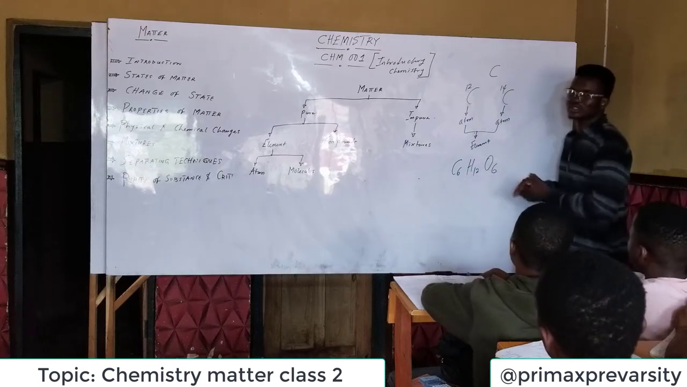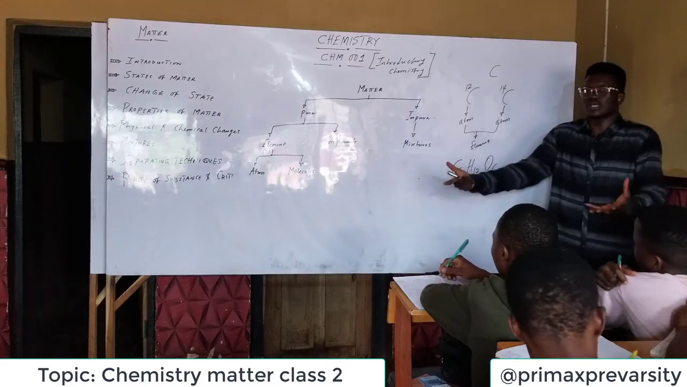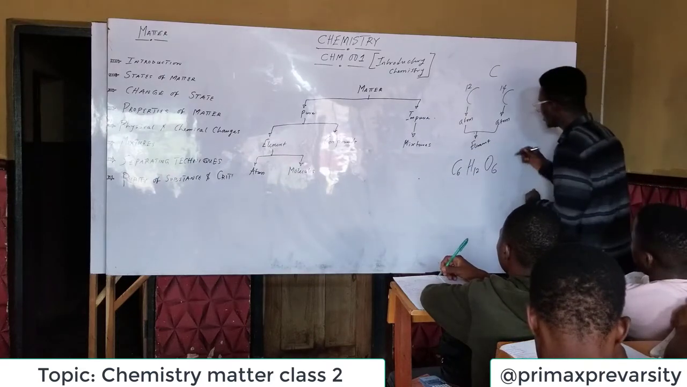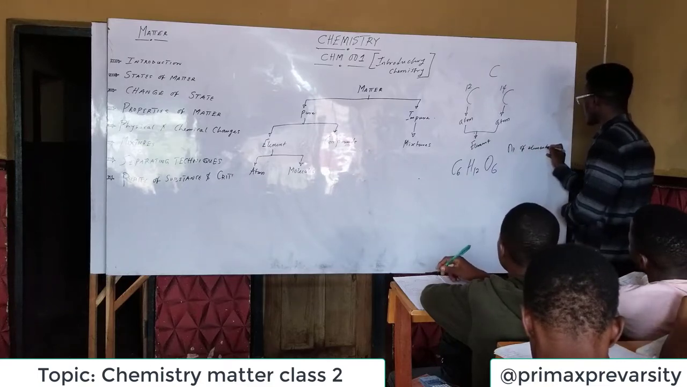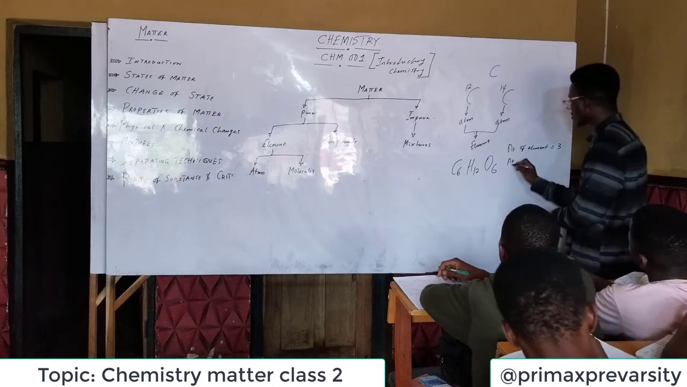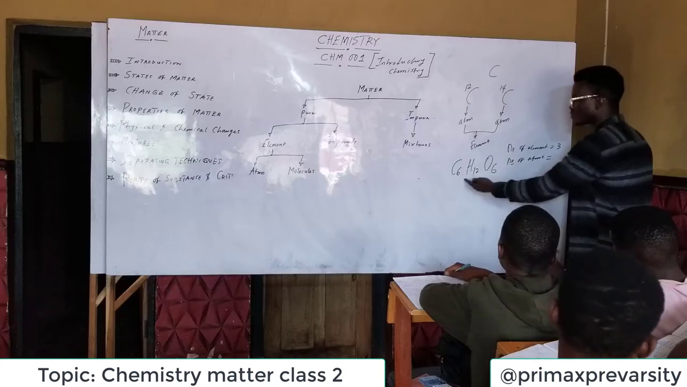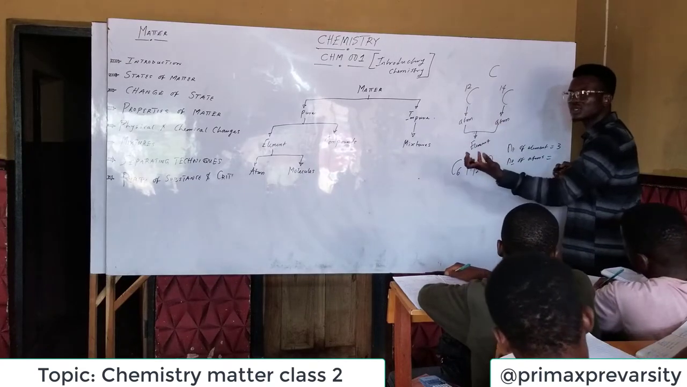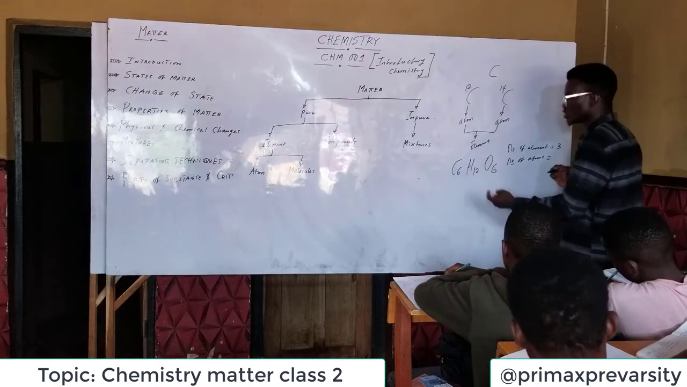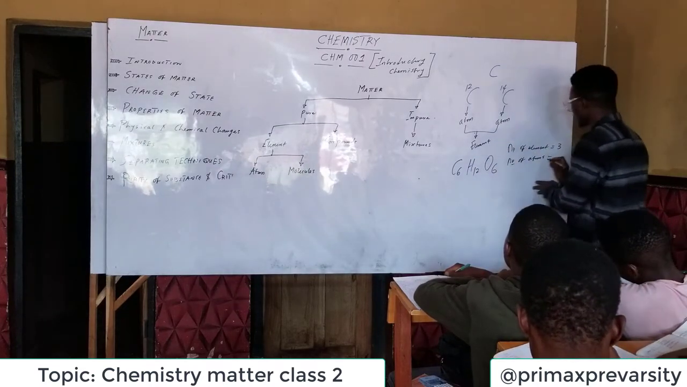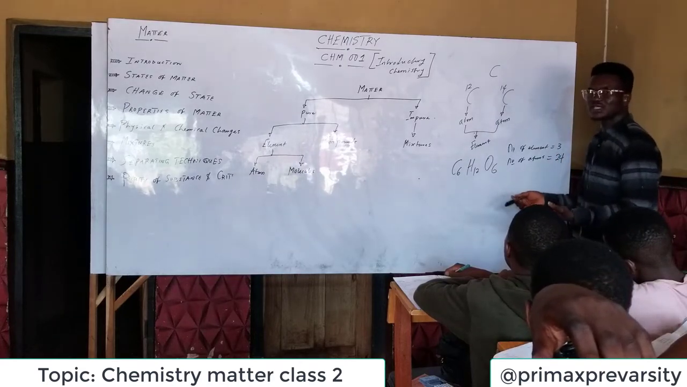But how many atoms? 24. That means the number of times you have that element. The total number of elements here is 3, but the number of atoms is what? You have atoms of hydrogen 12 times, atoms of oxygen 6 times, atoms of carbon 6 times. So the total number of atoms here is 24. You can see the difference.